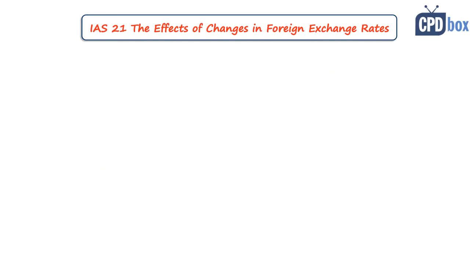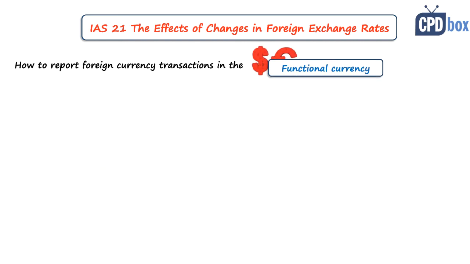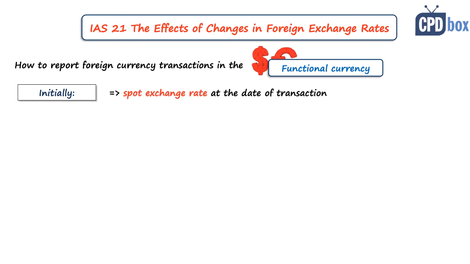So how shall we report foreign currency transactions in the functional currency? Initially, it means when the transaction occurs for the first time, like the acquisition date of property, plant, and equipment, all transactions are translated using the spot exchange rate between the functional currency and the foreign currency. So the spot rate is the rate for immediate settlement, so the one that applies for actual transactions. Sometimes it's referred to as historical rate.